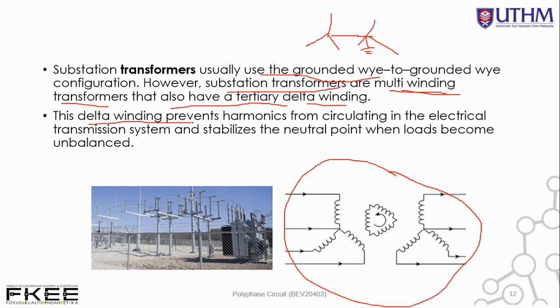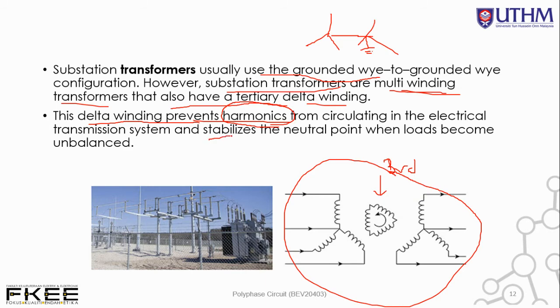So this delta winding, the tertiary, is the third winding over here. The tertiary one is actually to prevent harmonics from circulating in the electrical transmission system, to avoid harmonics becoming a load or increasing the load of the system, which causes the efficiency of the transmission line to become worse and causes instability of the transmission.